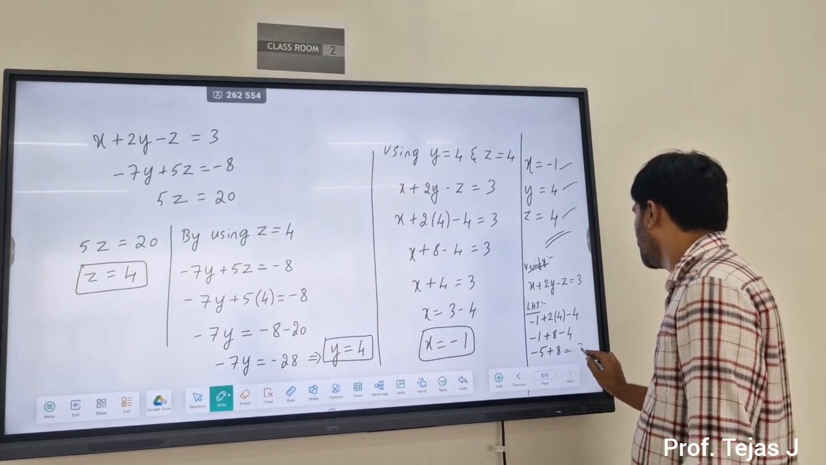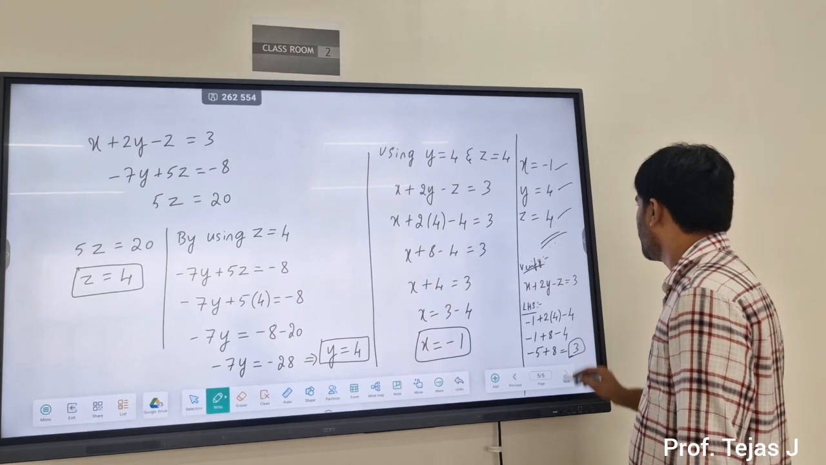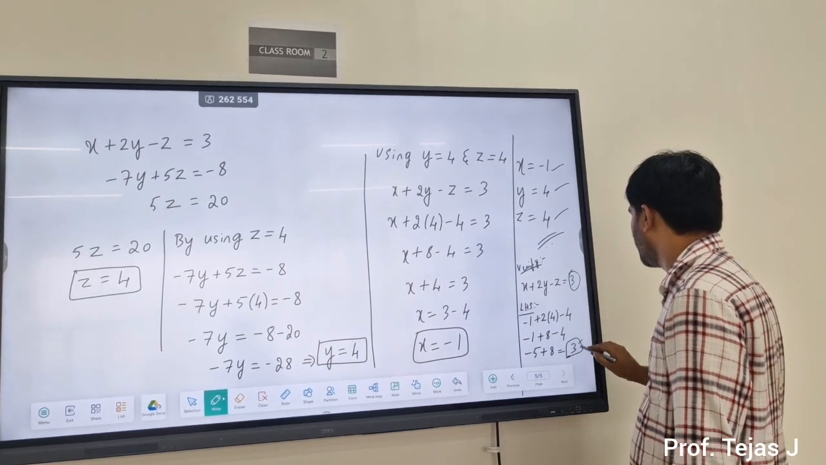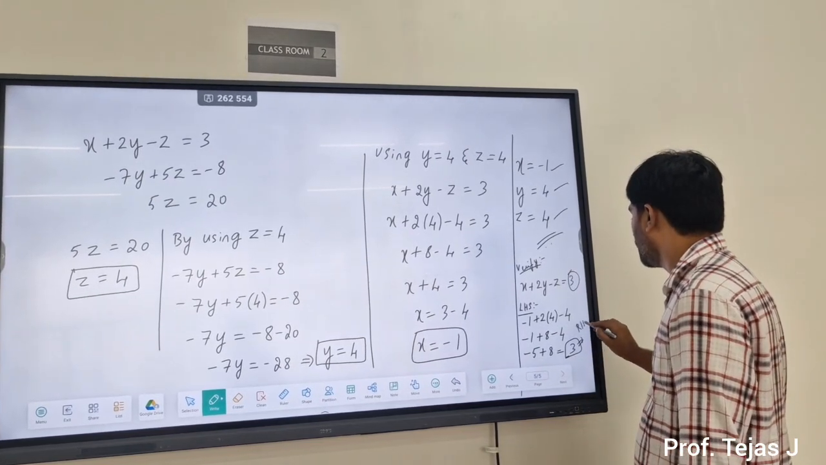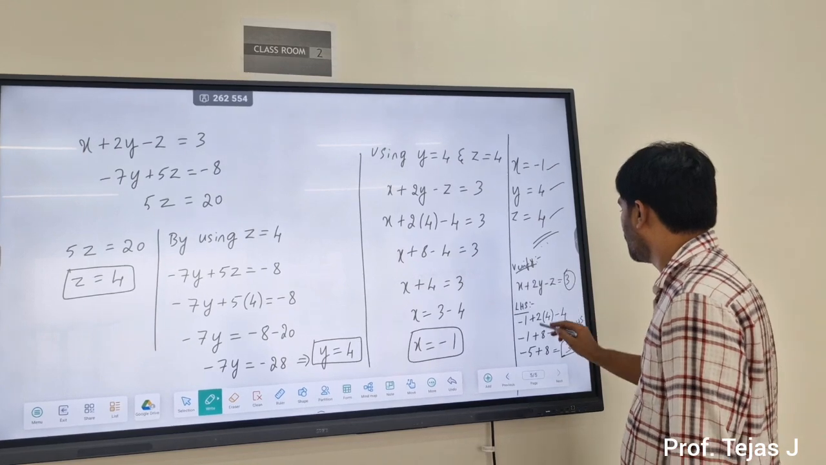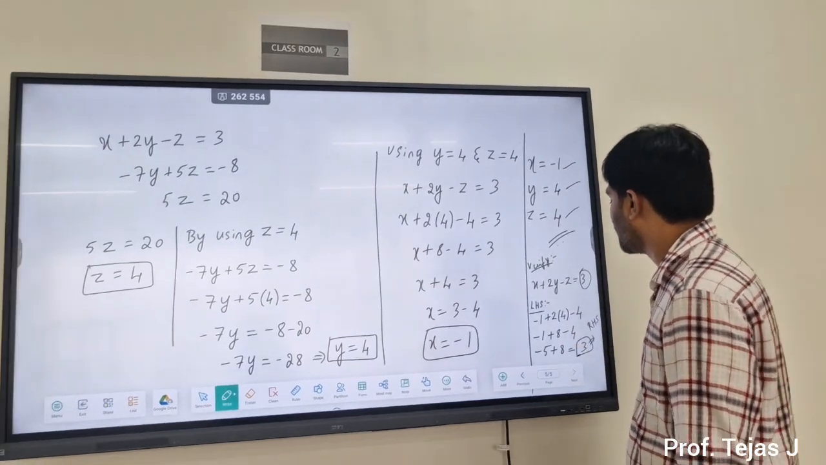So this will be a value of minus 5 plus 8. What will be the remainder? It will be 3. So is it equal to the RHS value? Yes, it is. It's going to be equal to the RHS. Hence we can say LHS is equal to the RHS.